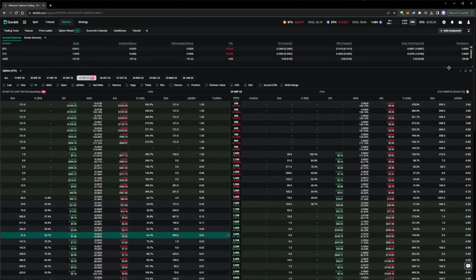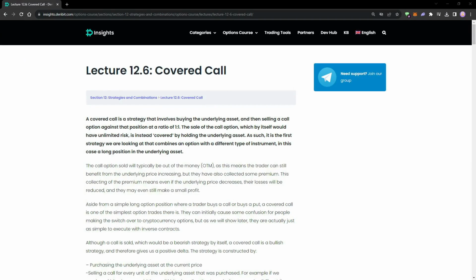Hence why this type of position is called a covered call. At expiry, we will either have made a small amount of ETH, or the value of our ETH holdings measured in dollars will have increased. I will do a separate video specifically on covered calls in future, but there is also a link to the Deribit option course lesson on covered calls in the video description.